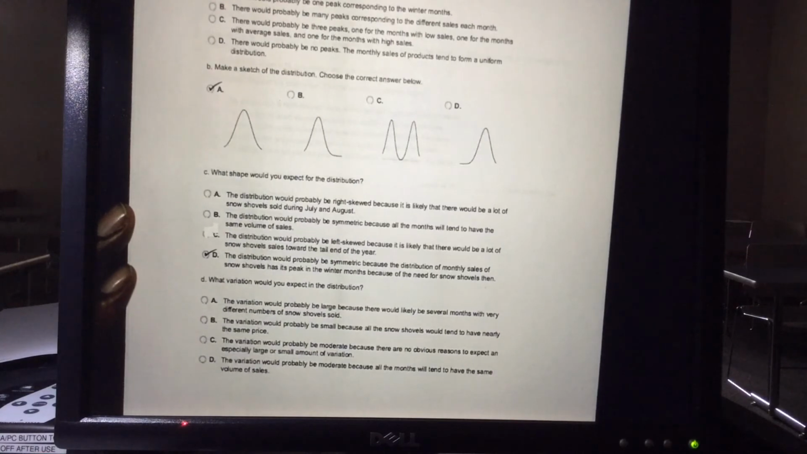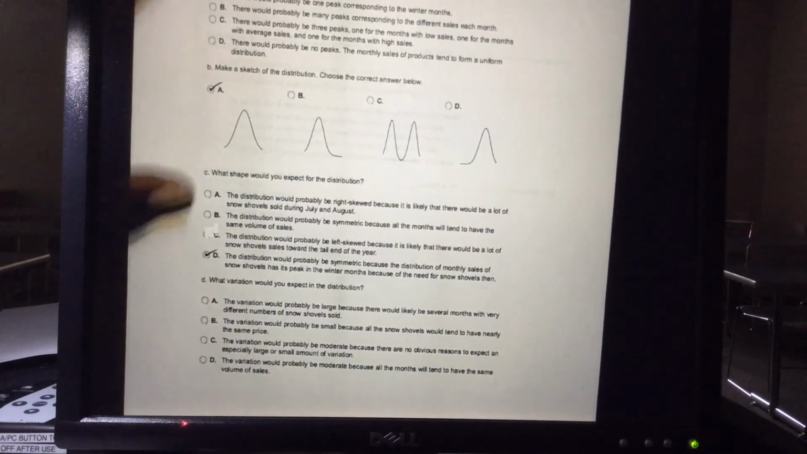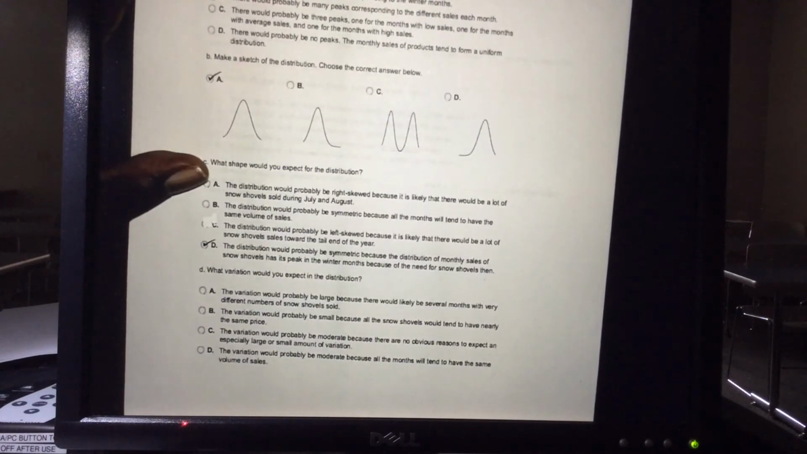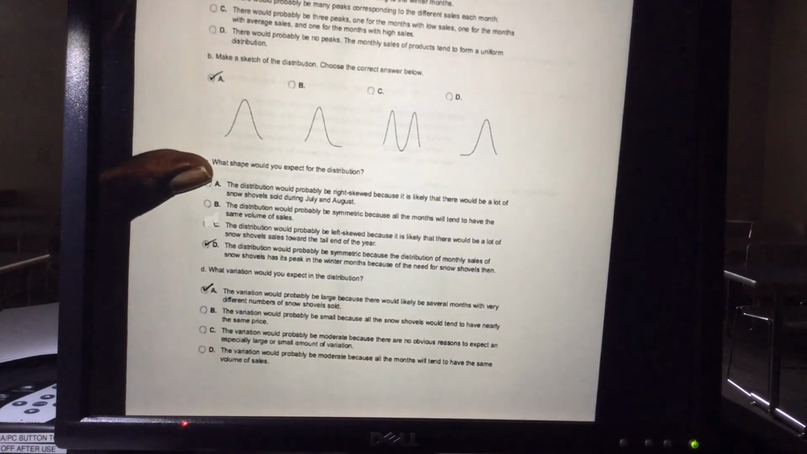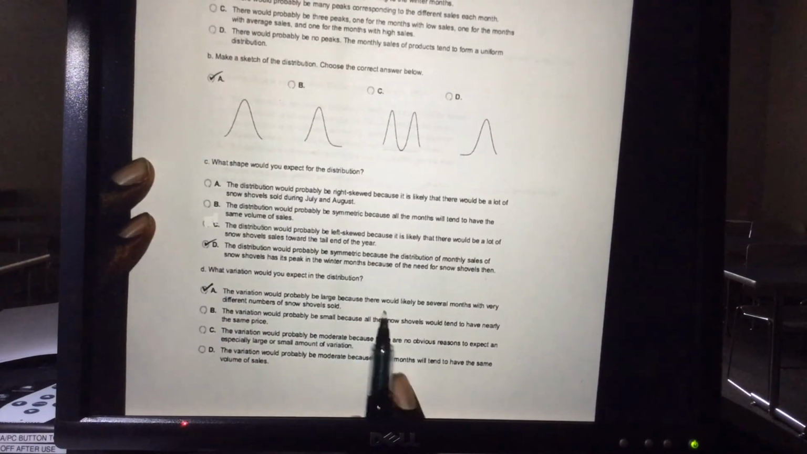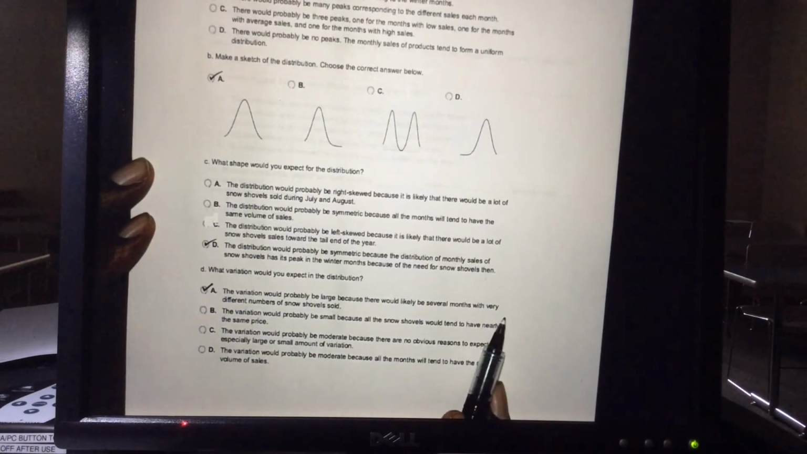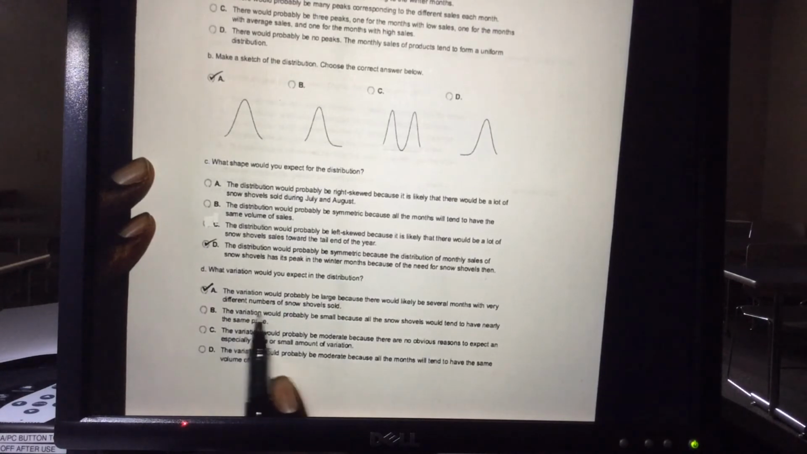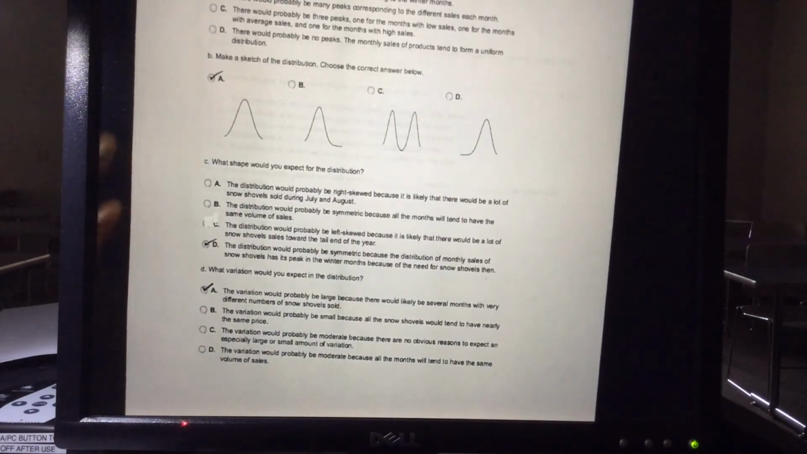And then what variation would you expect in the distribution? I would expect it to be large because there would likely be several months with very different numbers of snow shovels being sold. Okay. And that's particularly going to be during the winter months or the winter season.